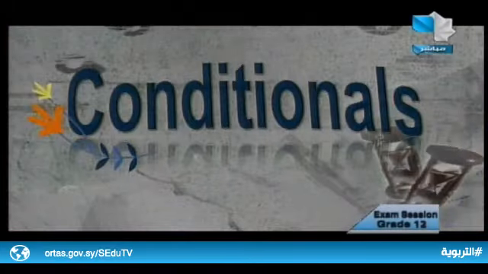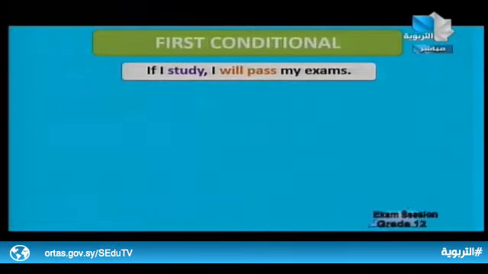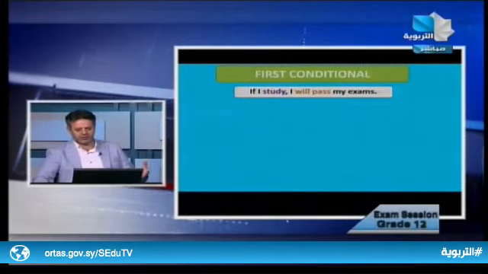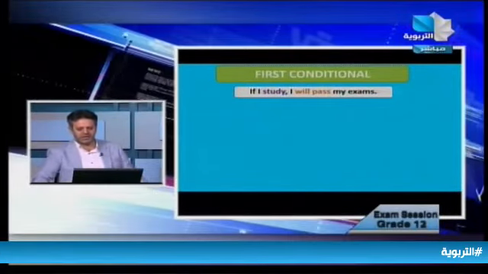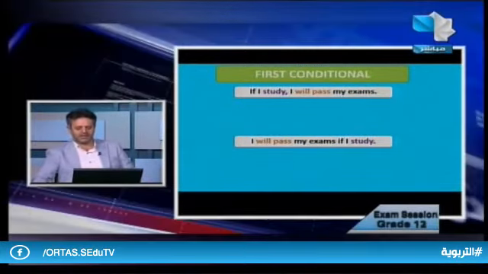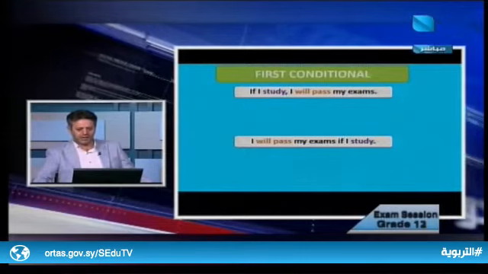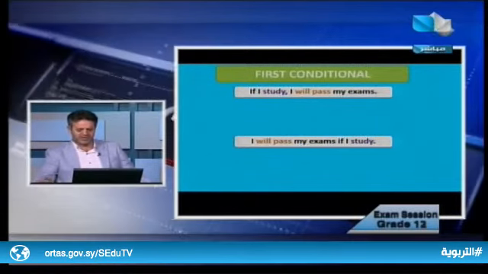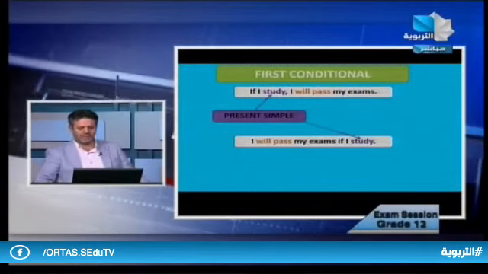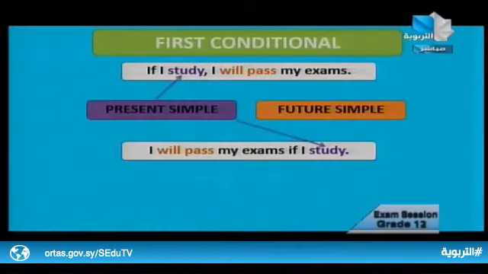Conditionals now. The first conditional: if I study, I will pass my exam. The conditional sentence has two clauses, the if clause and the main clause. The first one is simple present, and the second one is simple future. We can say it vice versa: I will pass my exam if I study. We use it to talk about possible situations and their consequences in the future.